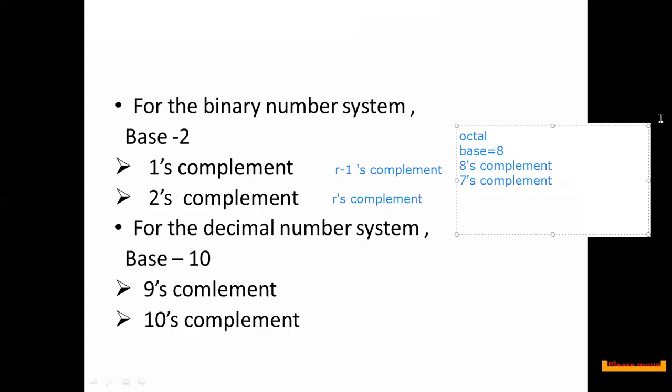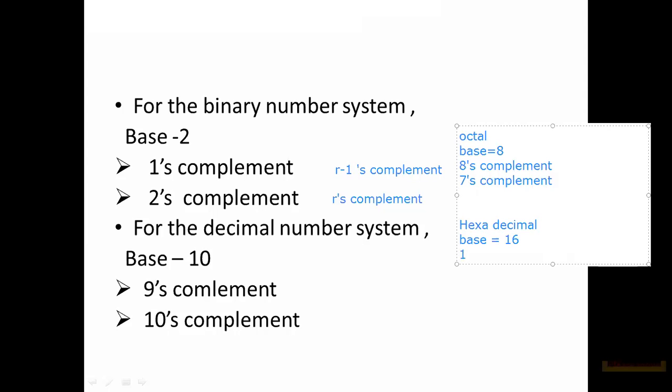For the hexadecimal number system, what is the base? 16. So what is R's complement here? 16's complement. R minus 1 means 16 minus 1, that is 15's complement. These are the complements we are using in general number systems.